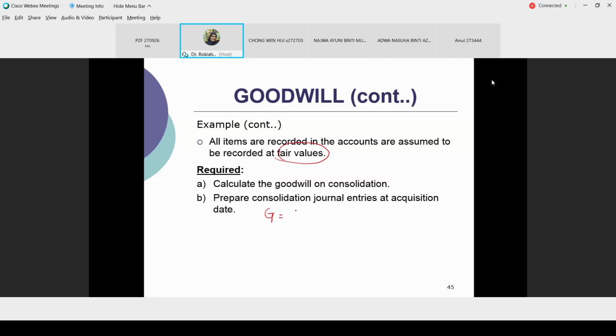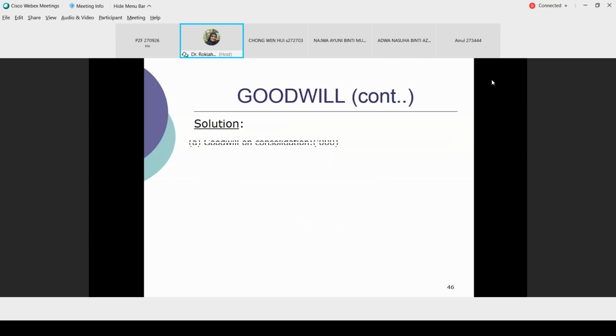So we need to calculate the goodwill here. The goodwill is the difference between the purchase price, which in this case is only the cost of investment by the parent because the parent holds 100%, minus the net identifiable asset. The cost of investment paid by the parent is 6715, and the net identifiable asset that we already calculated previously is 5 million. So the goodwill here is 1715.